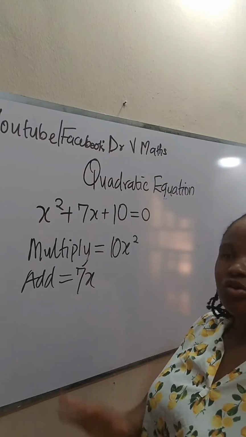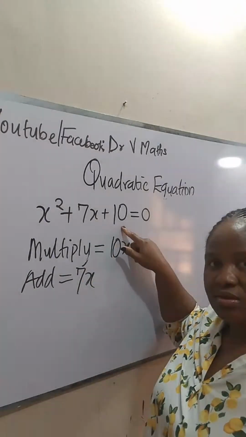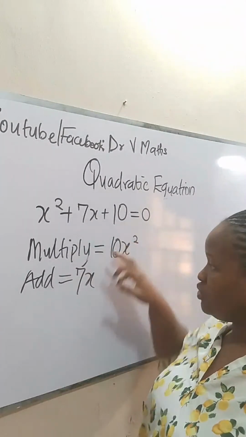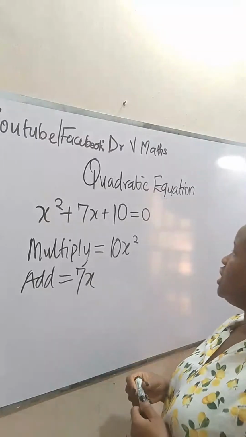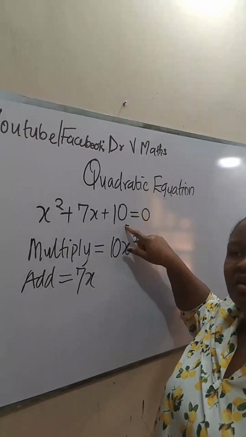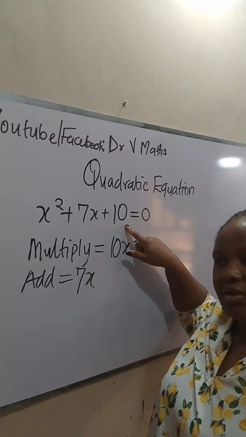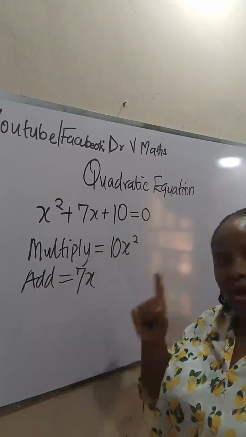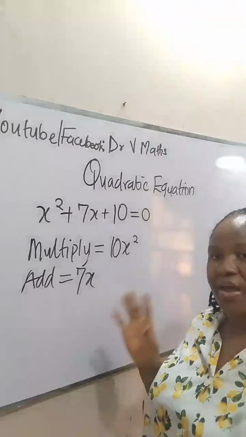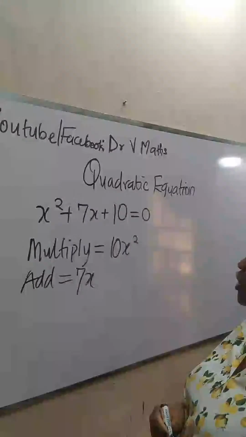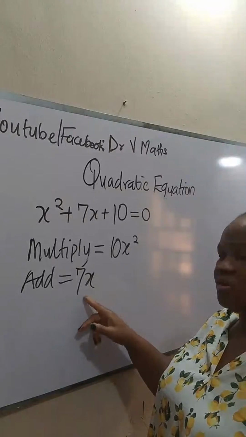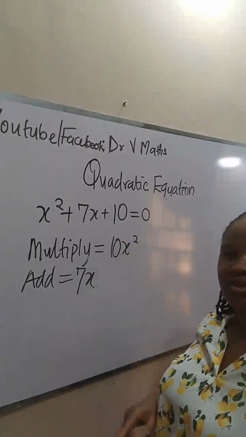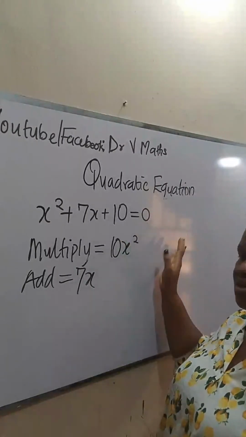To do that, we just start considering the constant. If you consider the constant, it will give you the solution to this. We start with the smallest number that can divide 10, which is 1. 1 and 10. But we check, if you add the 2, will it give us 7? No. If you add 1 and 10, it gives 11. So that one is not okay.